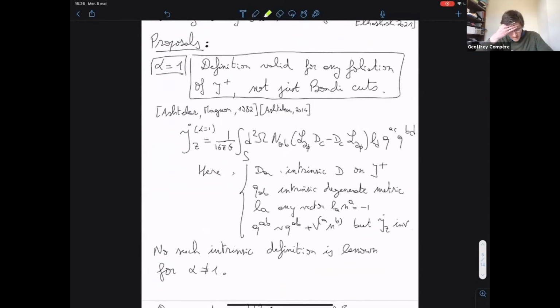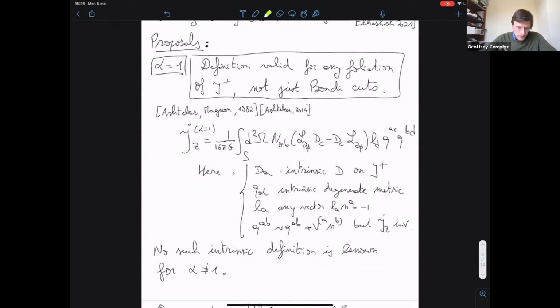So alpha equals 1. Here is another definition. There was a very nice property that was proven by Ashtekar and Magnon in 1982, which is that there is a way to write down this definition for any foliation of scri plus and not just Bondi cuts. And here is the formula for the angular momentum in that language. Here the language is a bit different. It's using this geometrical formalism, and all these notions are intrinsic to scri plus.